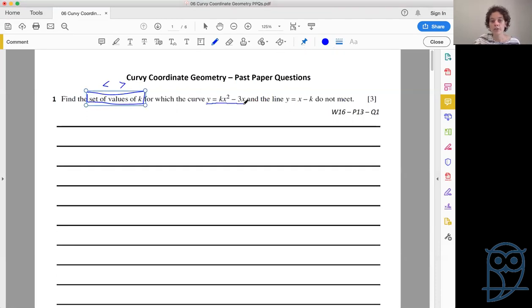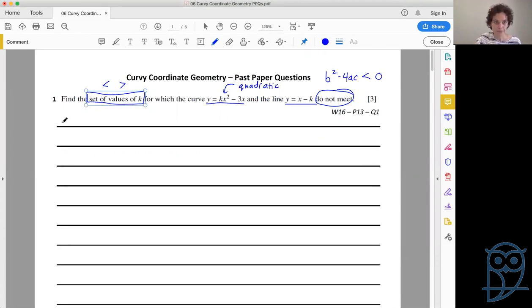We have a curve and we have a line. More importantly than that, we have here a quadratic. And as soon as we trigger in quadratic thoughts and we see do not meet, we're seeing b squared minus 4ac is less than 0, our discriminant. As we work through this question, in order to use our discriminant, we need to get these 2 separate equations into 1.